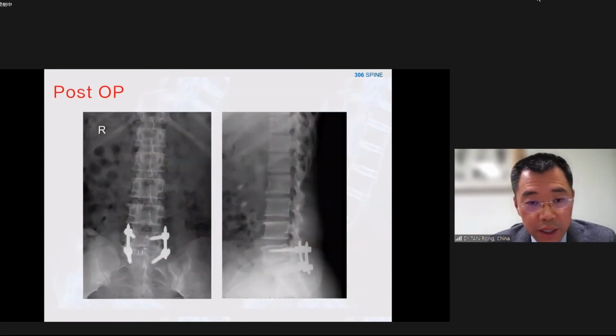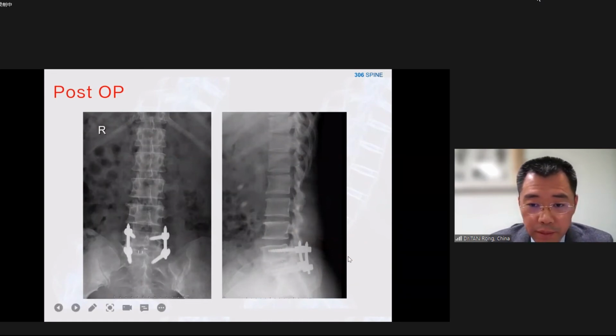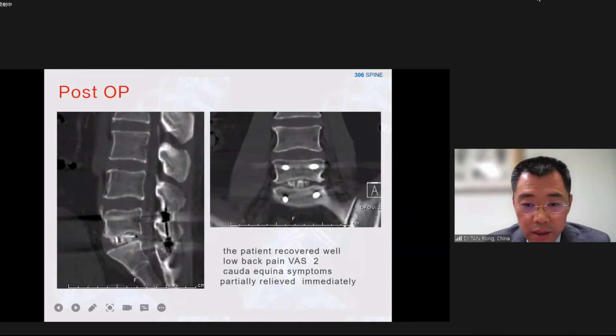These are pictures after the operation. This patient did very well after the operation. Low back pain was scored 2, and the cauda equina symptoms were partially relieved immediately after the operation, and she recovered 3 months after the operation.